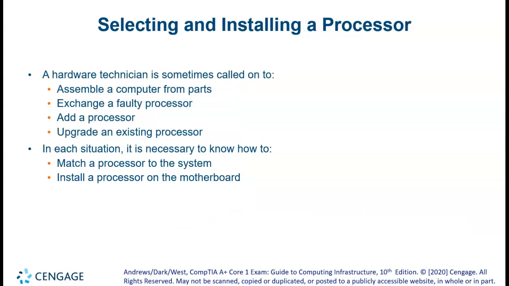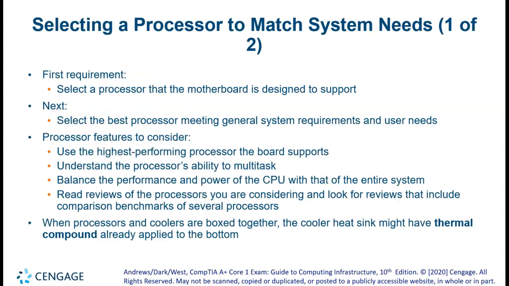A hardware technician is sometimes called to assemble a computer from parts, exchange a faulty processor, add a processor, or upgrade an existing processor. In each situation, it's necessary to know how to match a processor to the system and install a processor on the motherboard. First requirement: select a processor that the motherboard is designed to support. Where do you get that information from? The manufacturer's website, usually, of the motherboard.